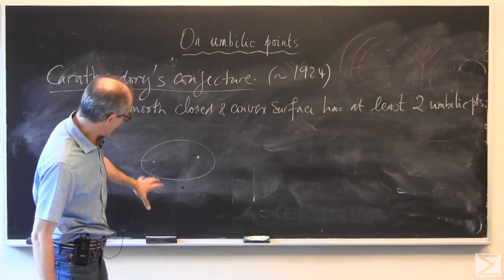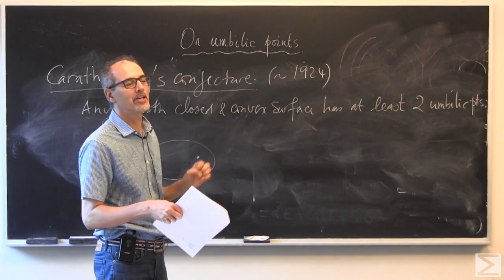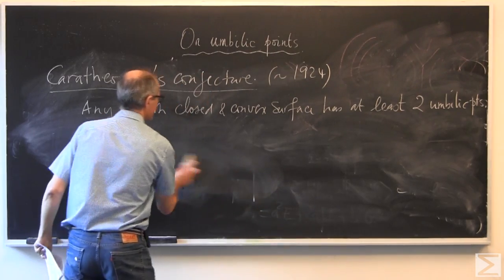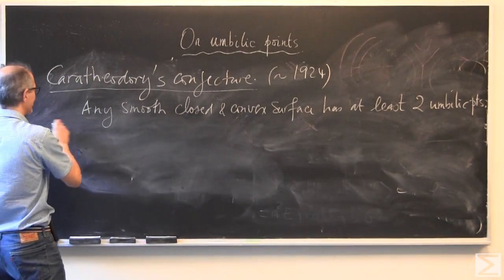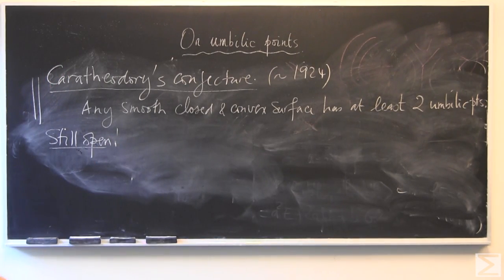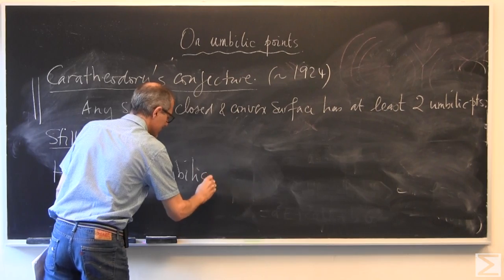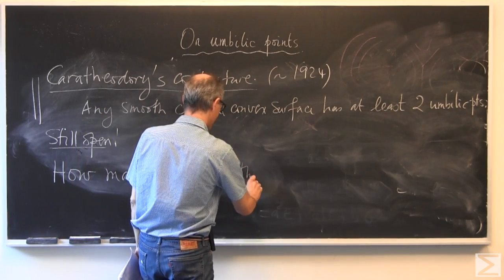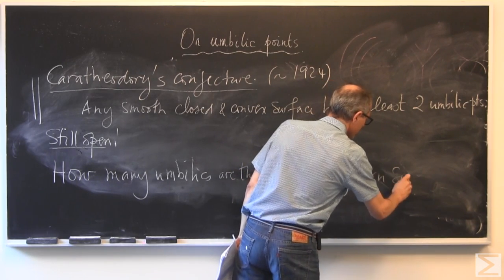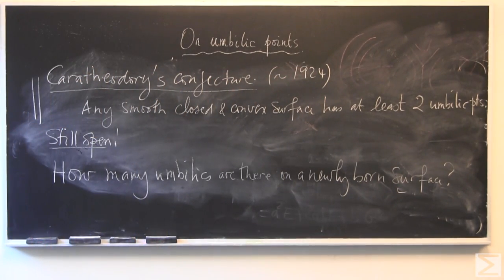What I'm going to try now is to see, if I have a surface which is born, and I'll explain what the meaning of a surface being born is, how many umbilic points there are. And then I'll tell you why I'm trying to do this. So this is the conjecture, and to my knowledge it's still open. What I'm going to see is how many umbilics there are on a newly born surface. Okay, so I'll tell you what a newly born surface is.